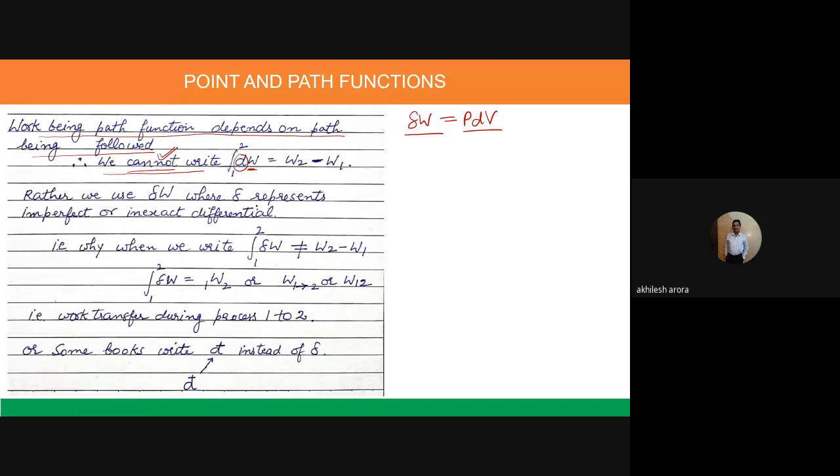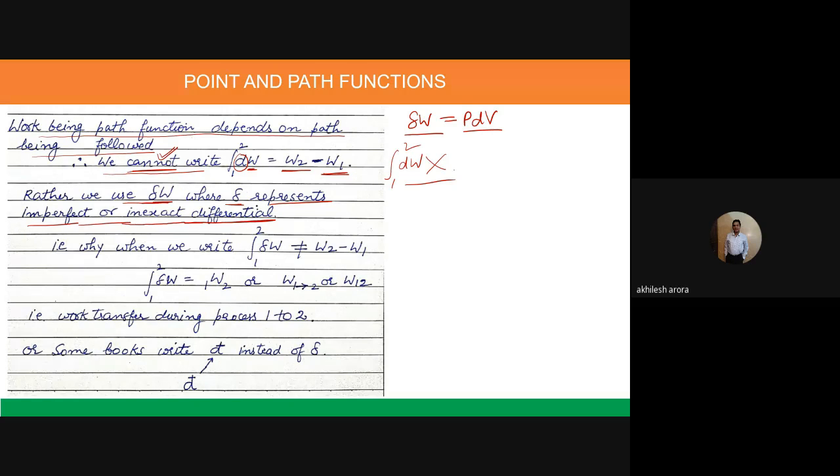I cannot write w2 minus w1 because w, or the work, is not dependent upon the endpoints. It is not dependent upon the end state. It is dependent upon the path being followed. So I cannot write dw. If I write dw, then it will be a wrong notion. Rather, we use delta w, where delta represents imperfect or inexact differential. So it's not a perfect or exact differential.